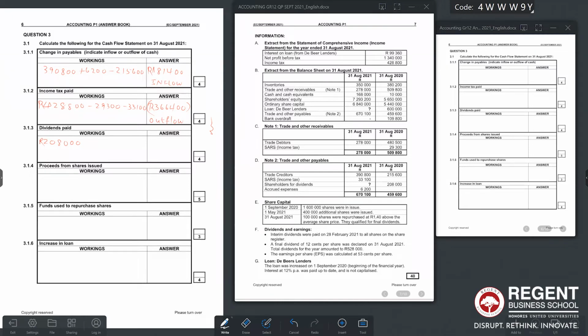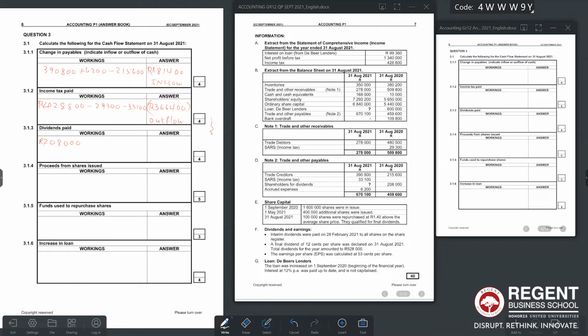So they are now telling you total dividends. Total dividends is made up of this year's interim dividend plus this year's final dividend. Those two make up my total dividends. But I don't know the interim, and they didn't give me the final dividend either. So now I have to have a method of working this out. They told us a final dividend of 12 cents.